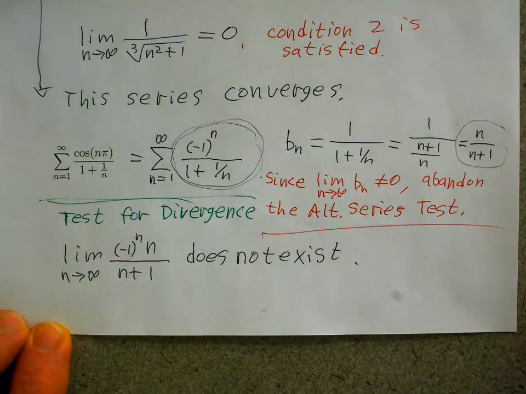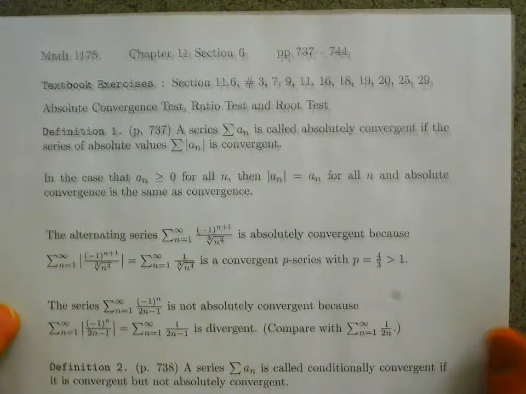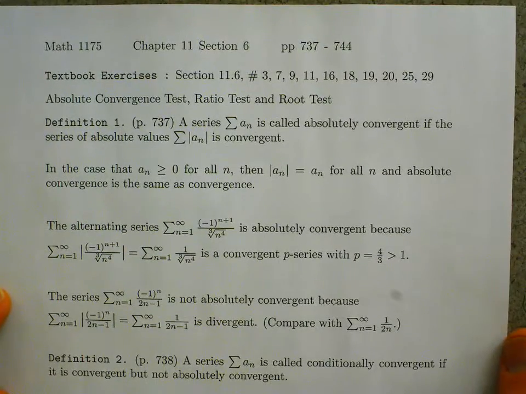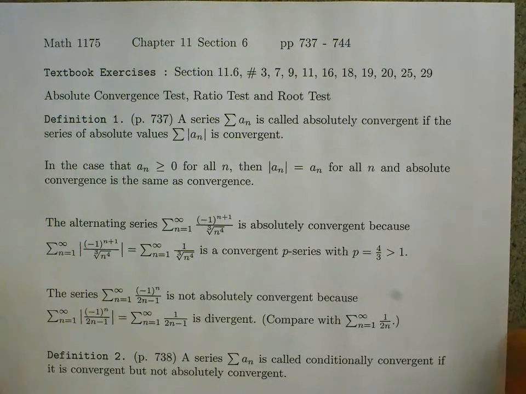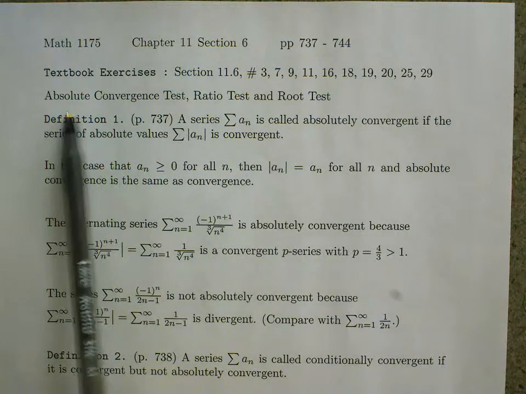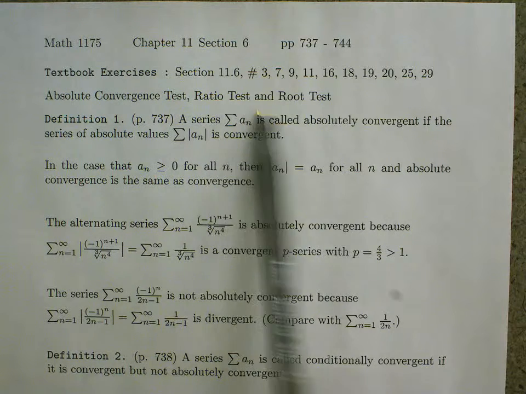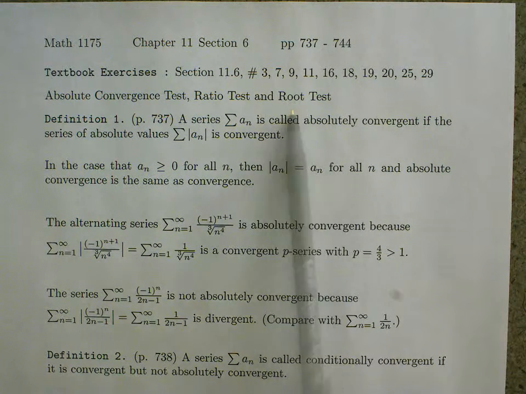And so we conclude that the alternating series diverges because of the test for divergence. Okay, now we can start section 6. So we have 3 convergence tests in section 6. One is the absolute convergence test, the other one is the ratio test, and the third one is the root test.